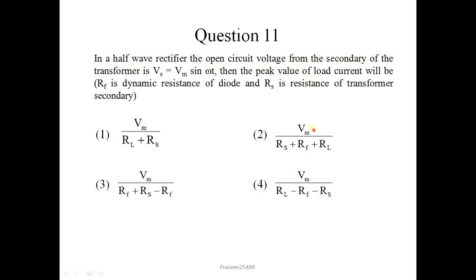Now question number 11. In a half wave rectifier, the open circuit voltage from the secondary of the transformer is Vs equal to Vm sin omega t. Then the peak value of load current will be, where Rf is dynamic resistance of diode and Rs is resistance of transformer secondary. So correct answer is 2, Vs upon Rs plus Rf plus Rn.